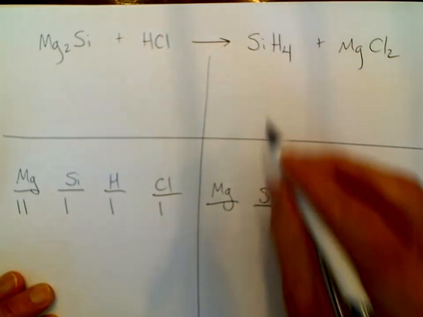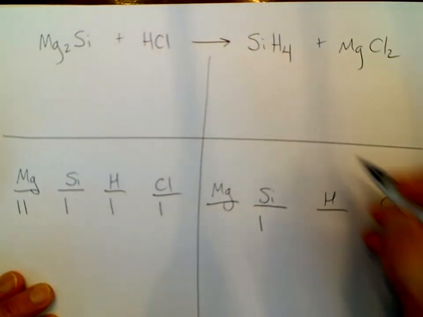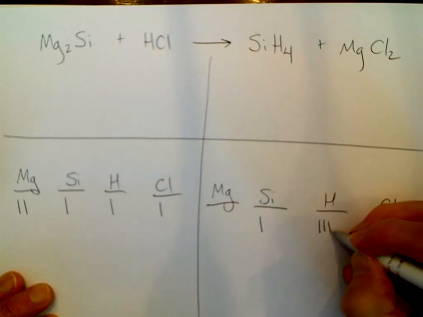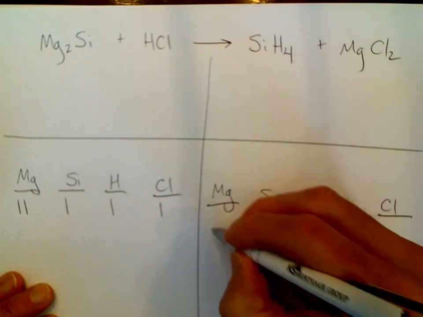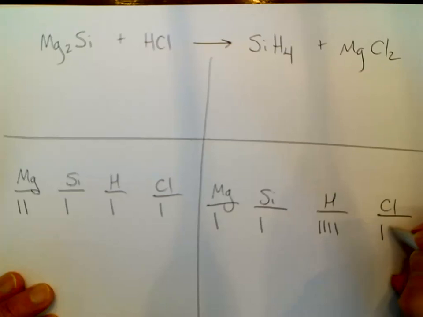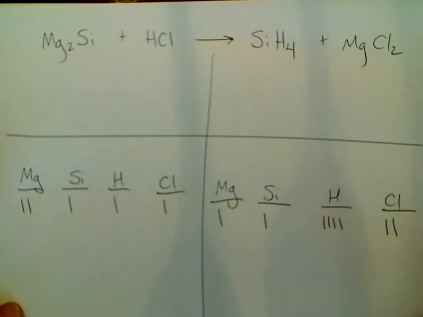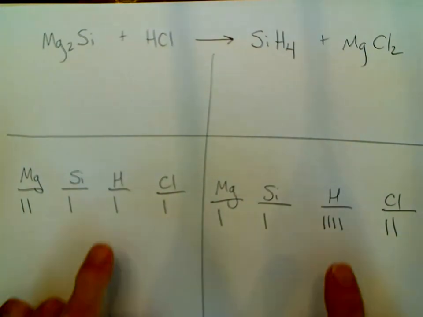Over here, looks like I got a silicon. I have 4 hydrogens. I got a magnesium. And I have 2 chlorines. All right, what am I going to do here? Well, I'm going to start with the hydrogens.